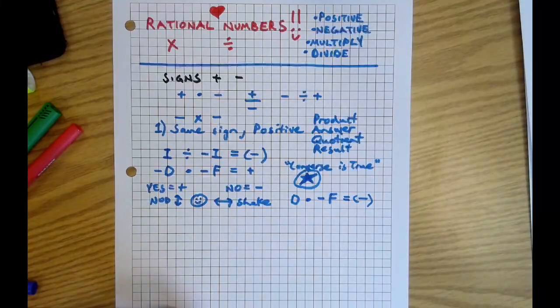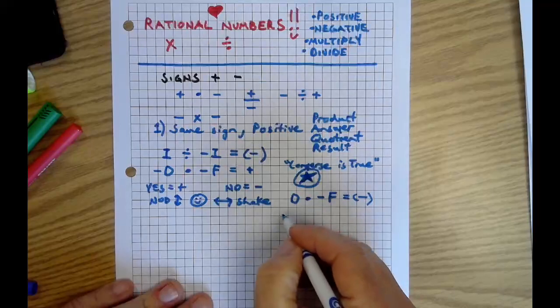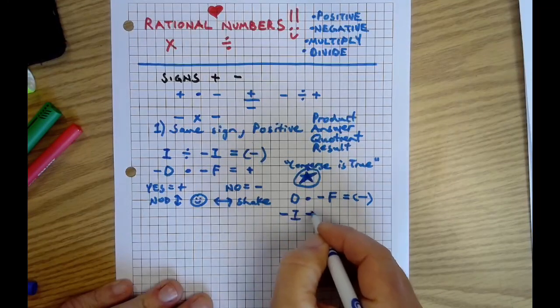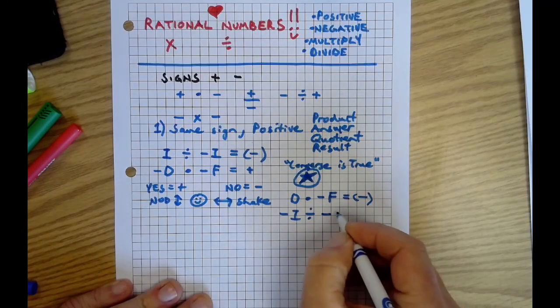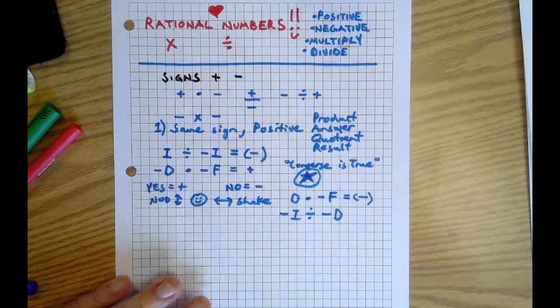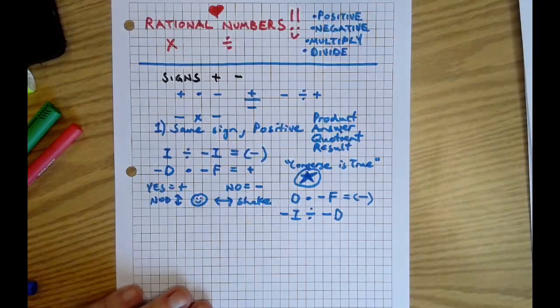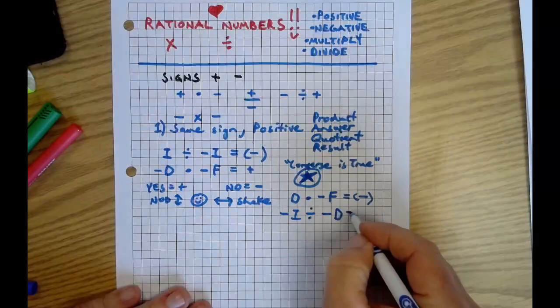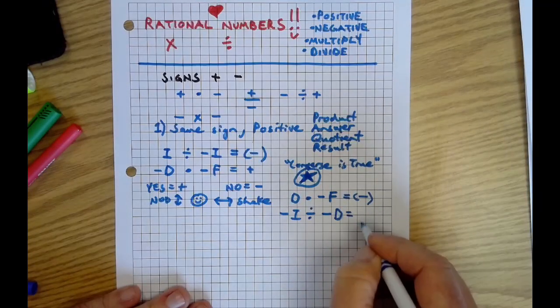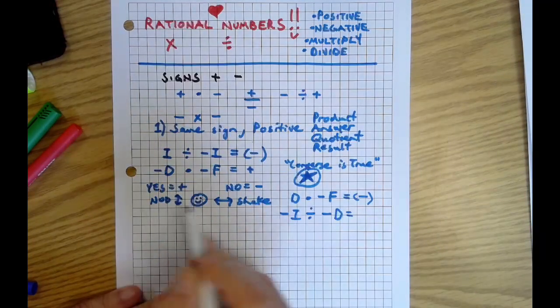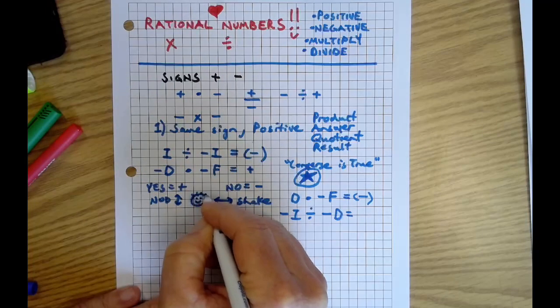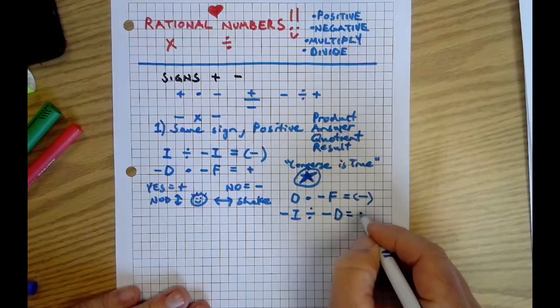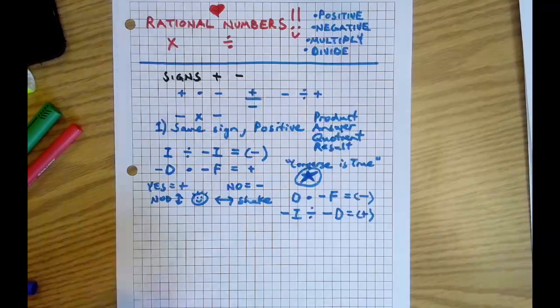It's that easy, okay? What if I have a negative integer divided by a negative decimal? I see you out there. Same sign? Yes. Up and down, nodding your head. Yes, there you are. A little bit of hair there. So, positive. Good.